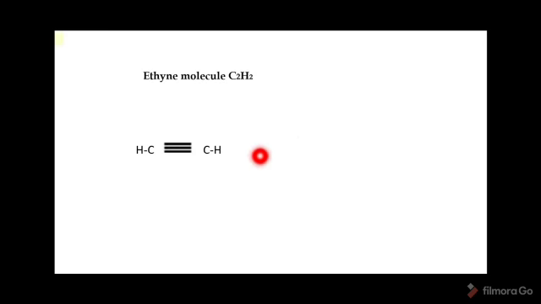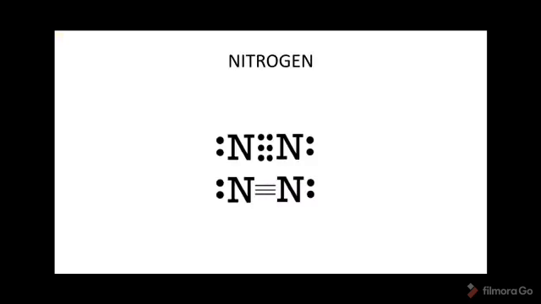This is ethyne, where a triple covalent bond is formed between carbon and carbon. This is nitrogen. A triple covalent bond is formed between 2 nitrogen atoms. Nitrogen has 5 electrons in the outermost shell. It is in need of 3 electrons. So both nitrogens share 3 electrons and form a triple bond between the nitrogens. This is known as a triple covalent bond.